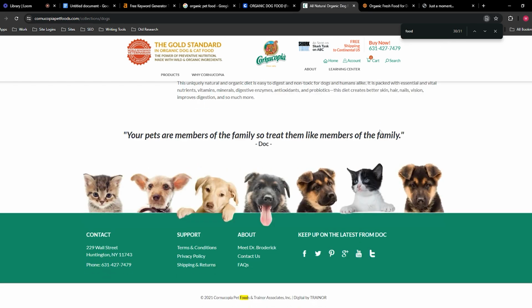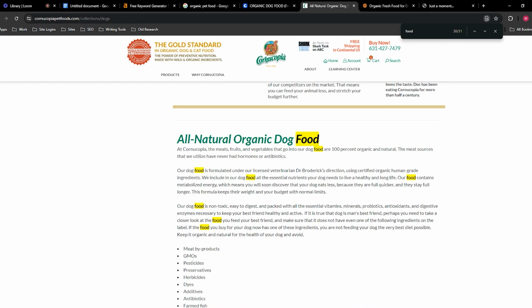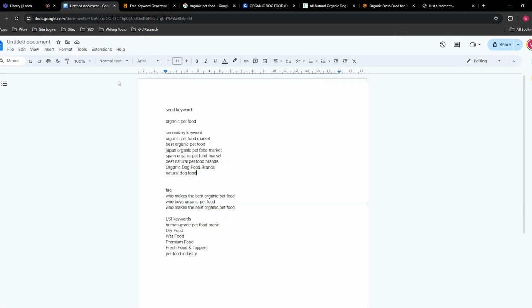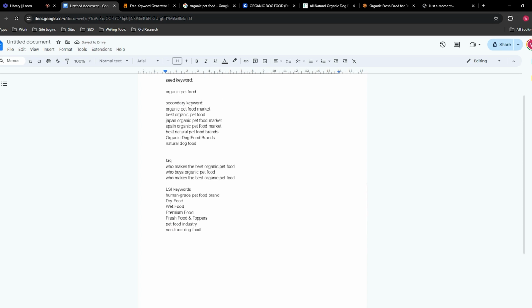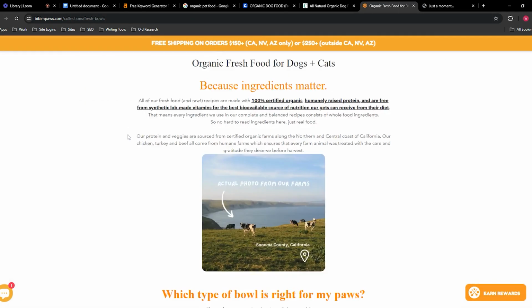And then we have dog food, non-toxic. So non-toxic dog food could be another keyword, but written differently. So we could add it here, sort of change it in the way that it's non-toxic dog food. So we have that as well. And then I think we should probably add, yeah, so we have the human grade as well. So that's good. So the third one is a blog.